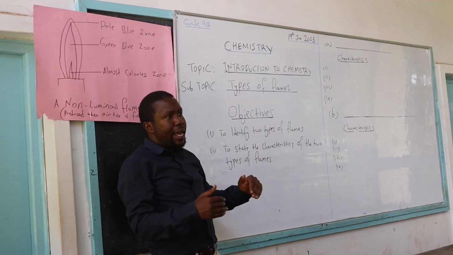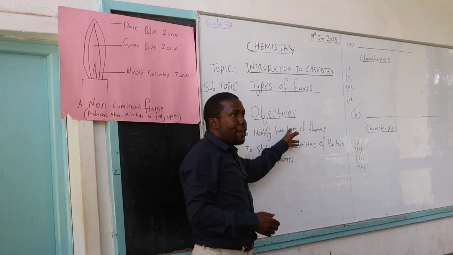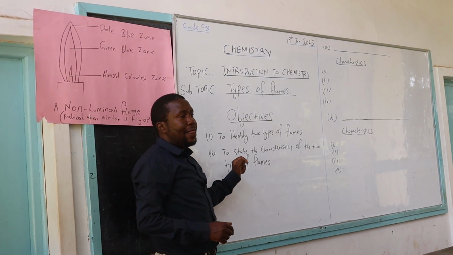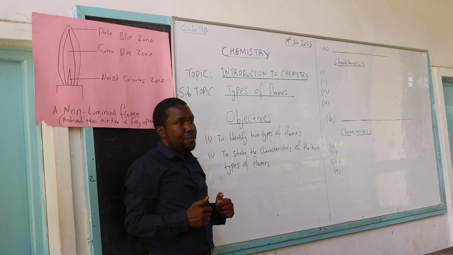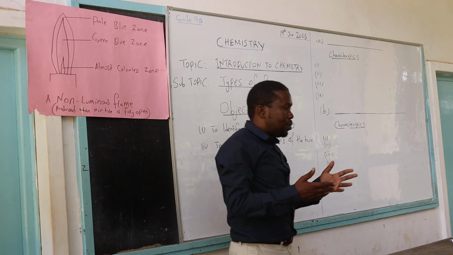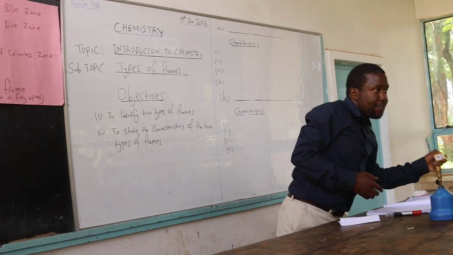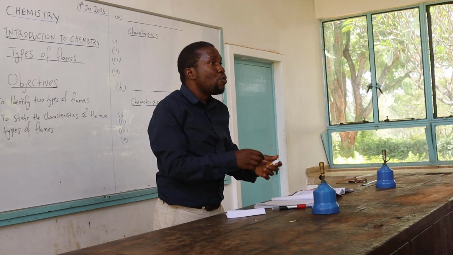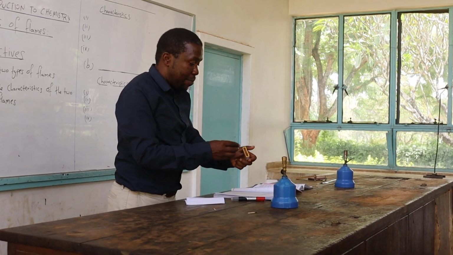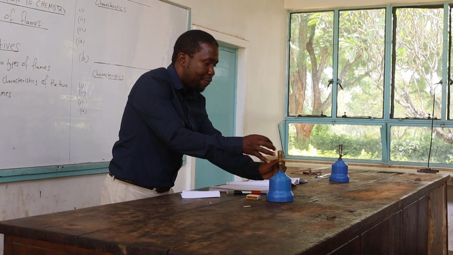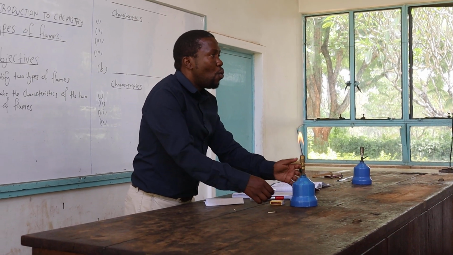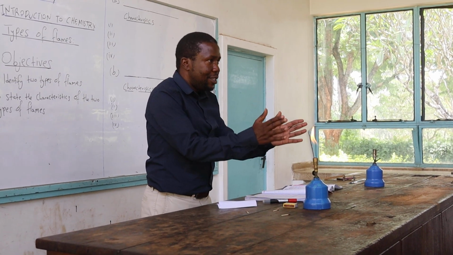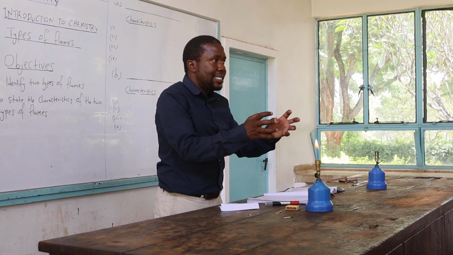Now, our objective today, we are going to identify the two types of flame produced by the Bunsen burner. And the second objective is to state the characteristics the two types of flame have. Now, to begin, I'm going to light the Bunsen burner for us to observe various types of flame. And I'm going to start with this type of flame.